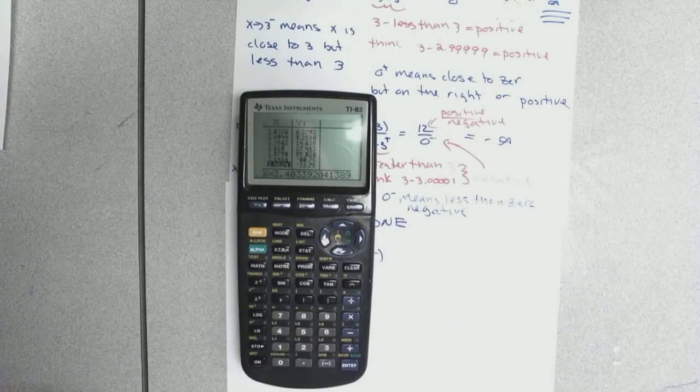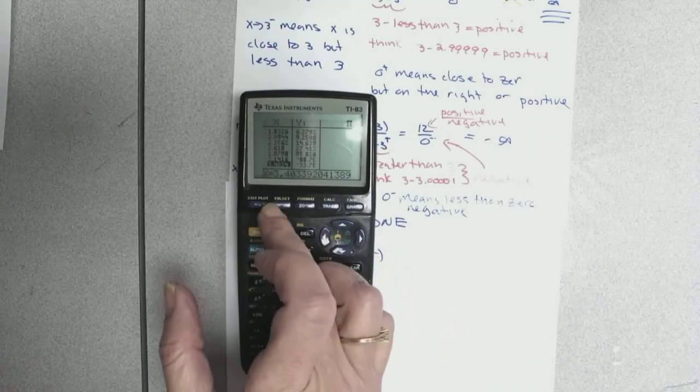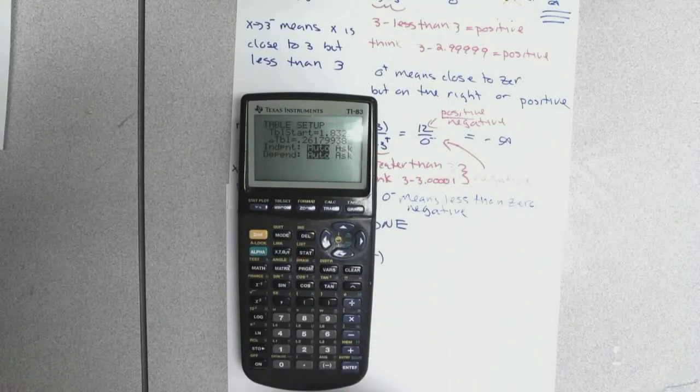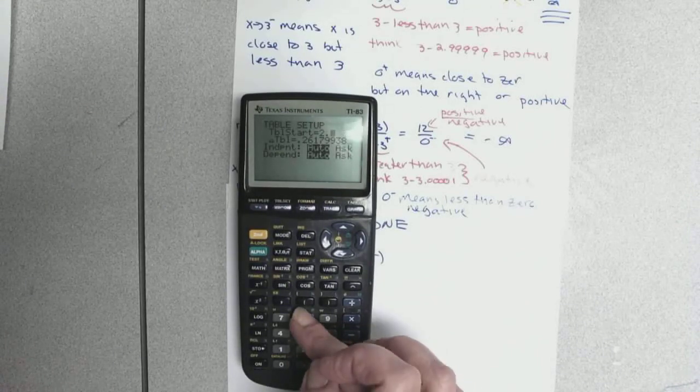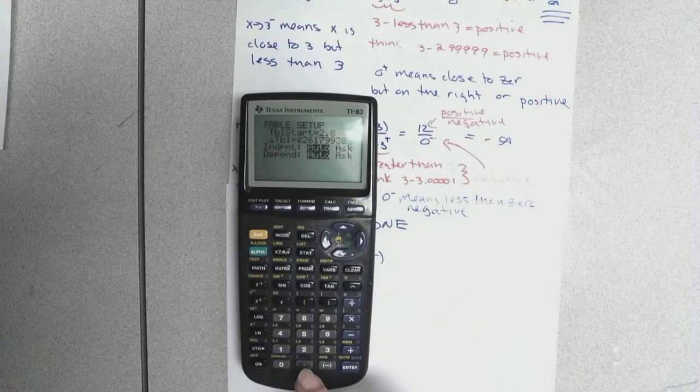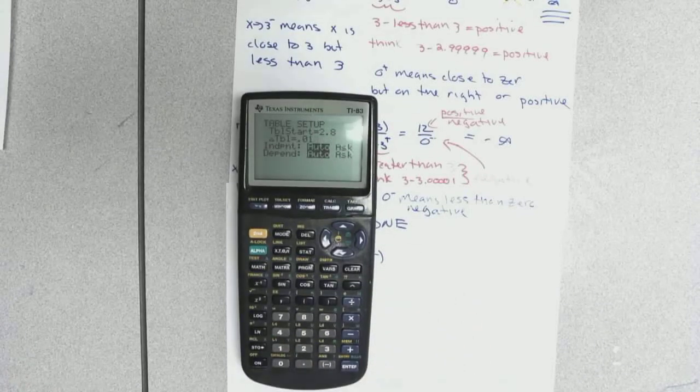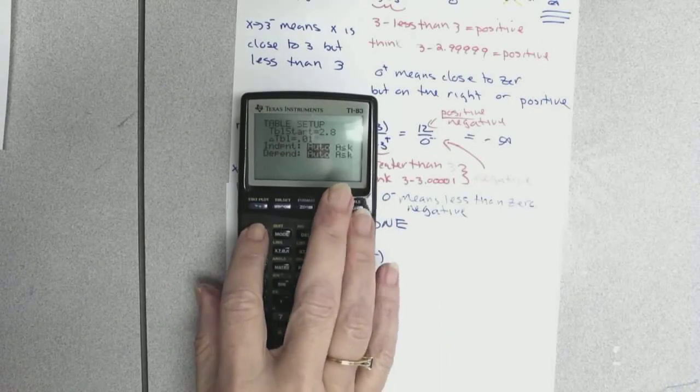Actually, I do need to set up a better table. So let's do second and table set. Let's start counting at maybe 2.8, and let's count by 0.01. So I'm going to start at 2.8 and then start counting up by 0.01 each time. And then let's see what we get.